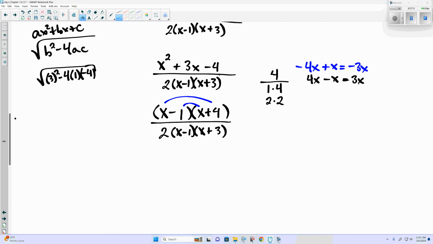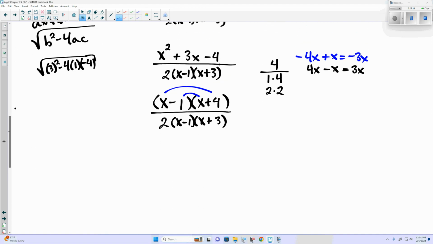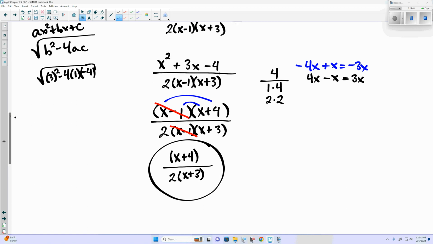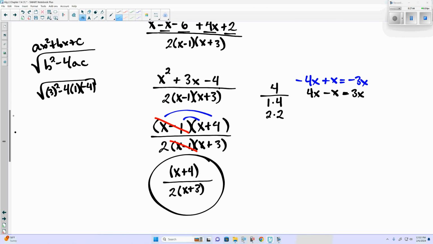And again, if we're able to factor the numerator at all, we need to verify there are no like terms. Here there are. We have an x minus 1 and x minus 1 in common. And since we do, they will cancel, leaving us with x plus 4 over 2 times x plus 3. Since there's nothing else left in common, that is our final answer. Questions on this here? Let's look at the next one.